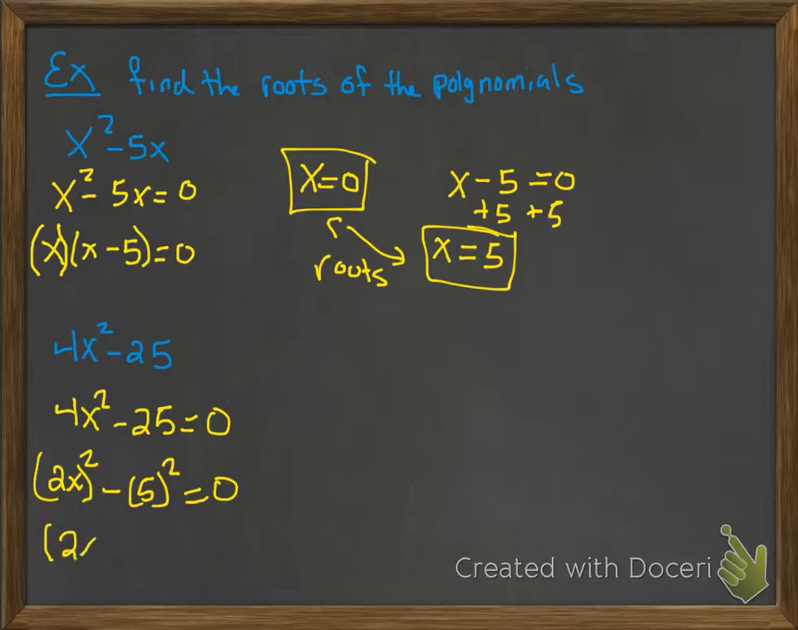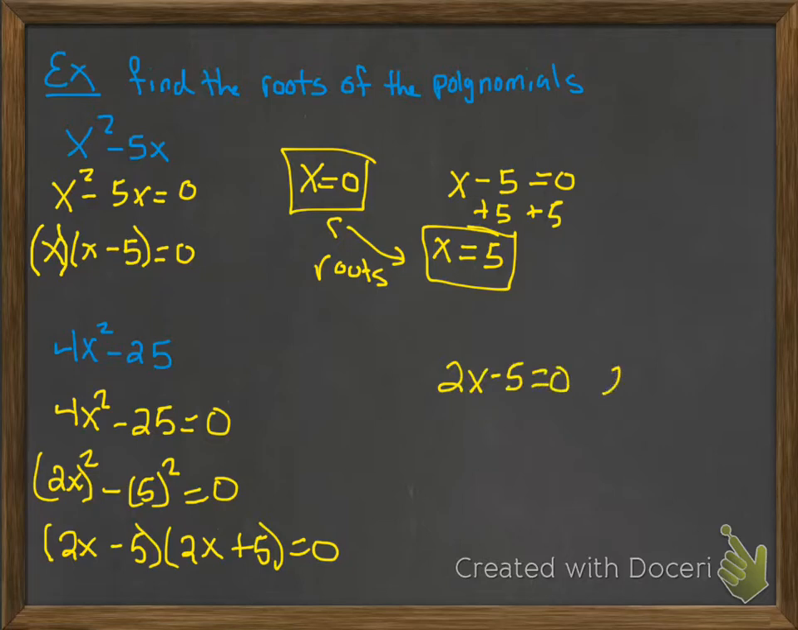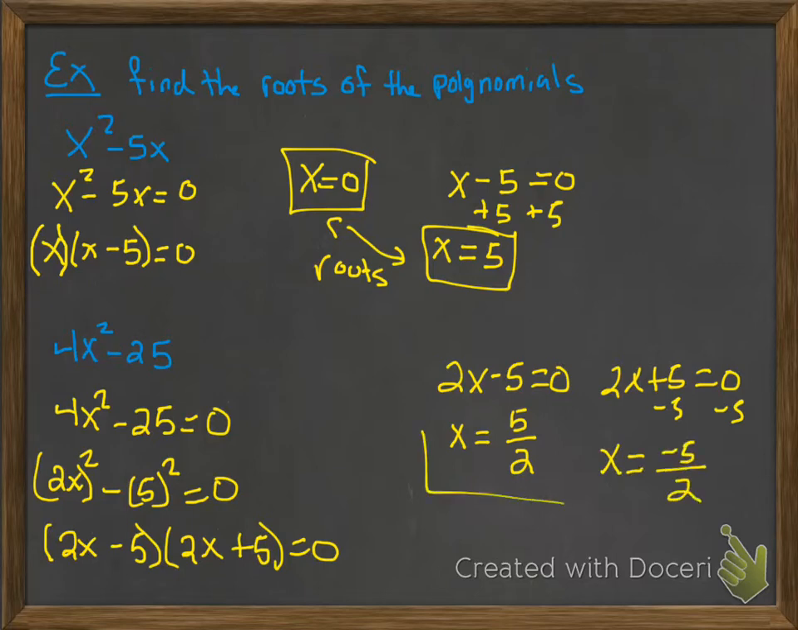So we'd have (2x minus 5)(2x plus 5) is equal to 0. So finally, 2x minus 5 is equal to 0, and 2x plus 5 is equal to 0. And we solve these two problems. x is equal to 5 over 2, or subtract 5, x is equal to negative 5 over 2. And see, these are my roots in this case.